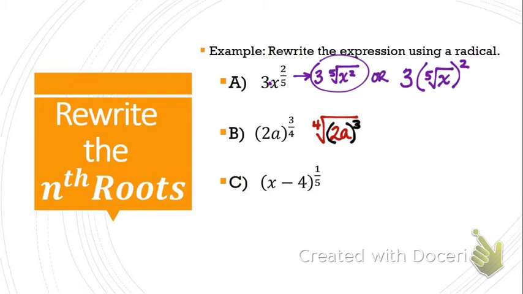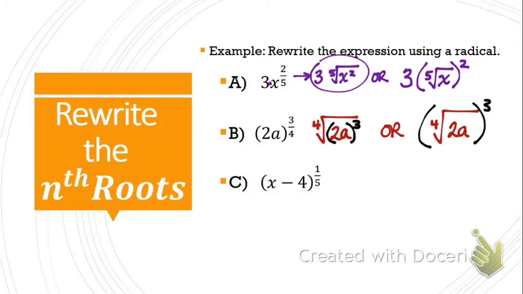I can think of an equivalent way of writing this. I'm still going to have a 4th root. I still need 2a under it. Put the power of 3 outside of this whole thing. Those are equivalent. Absolutely the same thing.